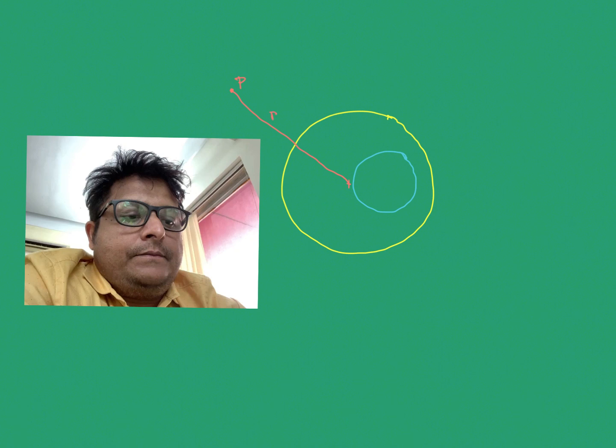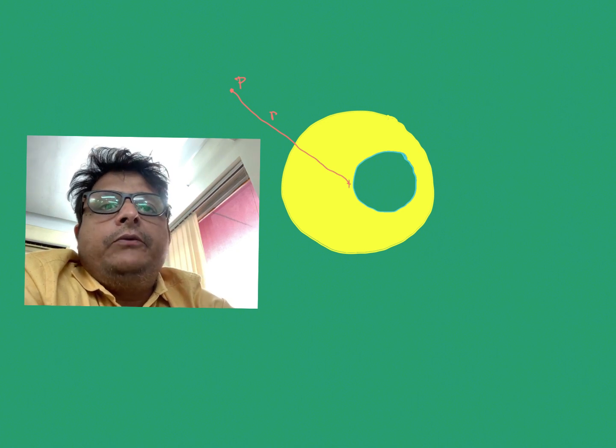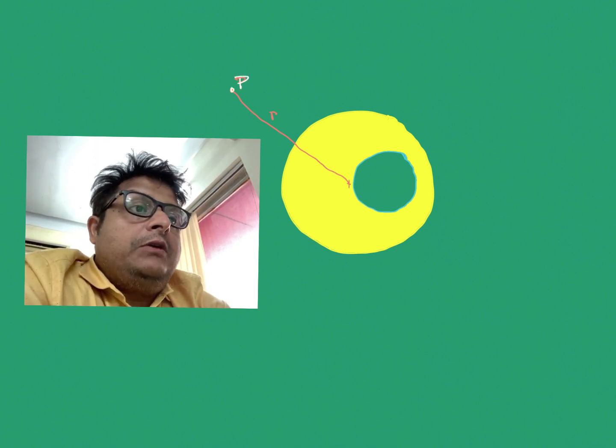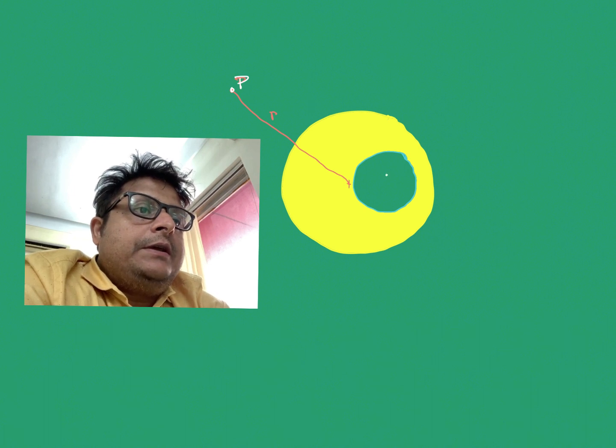So let me color the conducting sphere, this part. Okay. So at point P, you need to find the potential. Now, inside this cavity you have a charge. Say you have a point charge, say minus q.